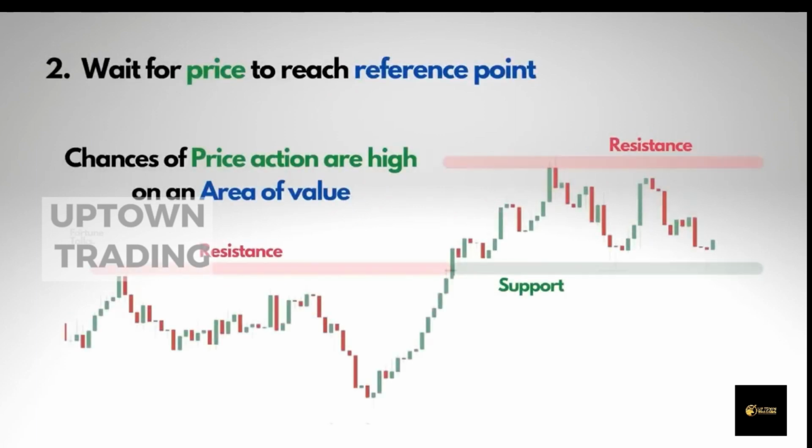Now, after you have figured out a reference point, the second point is to wait for the market to reach that particular reference point. No matter where the price is trading right now, for a price action trader to make any sort of conclusion with the prices, it has to be in an area where there is potential interest from the side of the market participants. Or simply, the price should be at an area of value.